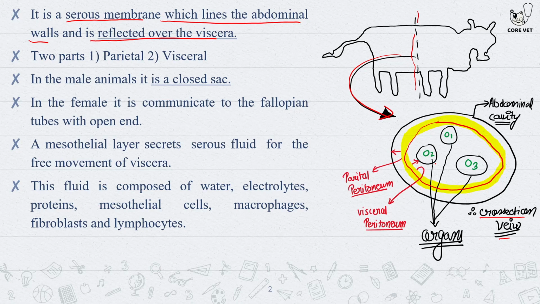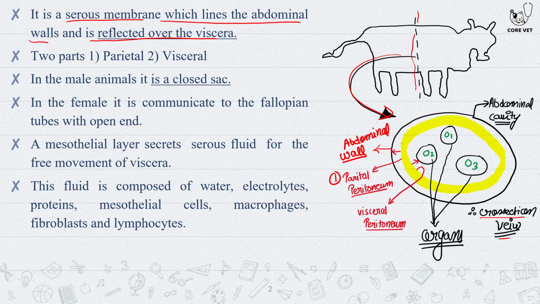Now, those three organs are enclosed by a serous membrane, which is known as what? Your peritoneum. Now, what we further see is that the peritoneum can be divided into two parts. What are they? The first part is the peritoneum layer which is facing the abdominal wall. What is this? This is the abdominal wall, right?